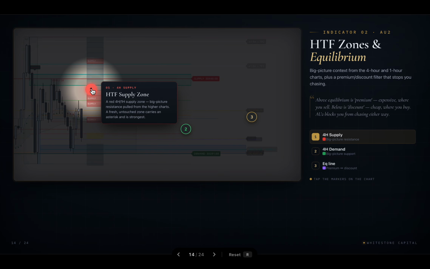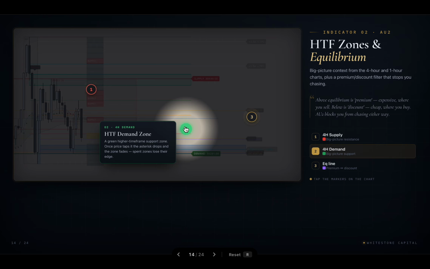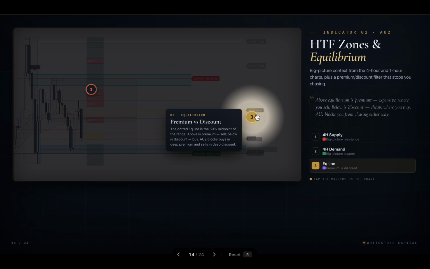So, these shaded background zones are higher time frame zones pulled from 4-hour and 1-hour charts. Green is big picture support. Red is big picture resistance. A little asterisk means the zone is fresh and untouched, which is when it's strongest. And these dotted lines are the equilibrium, the 50% midpoint of the range. Above it is premium, where you look to sell. Below is the discount, where you look to buy. AU2 will actually block you from buying in deep premium or selling in deep discount, which keeps you from chasing.